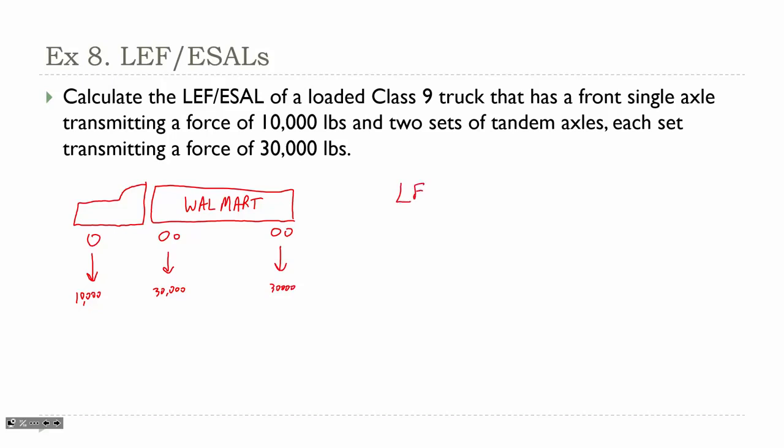So our total LEF is going to be equal to what? So the 10,000 pound single axle, what is its factor? 0.08? So we have one of those. And then for the 30,000 tandem, we have 2 of those. So this would give us a total load equivalency factor. Pretty straightforward.